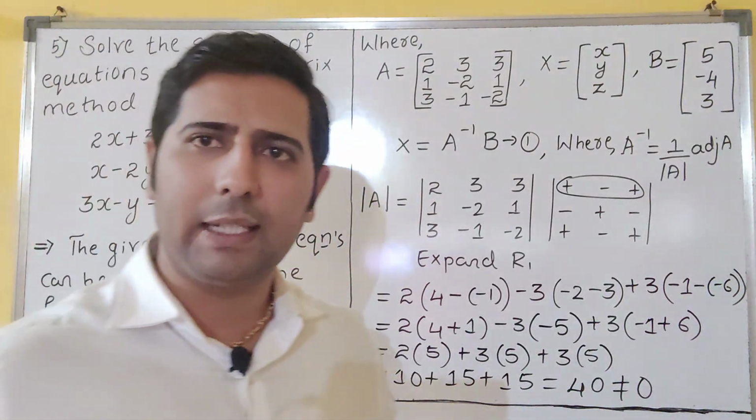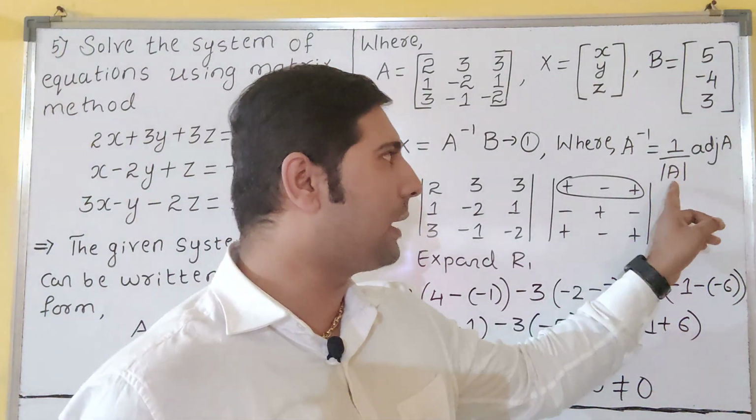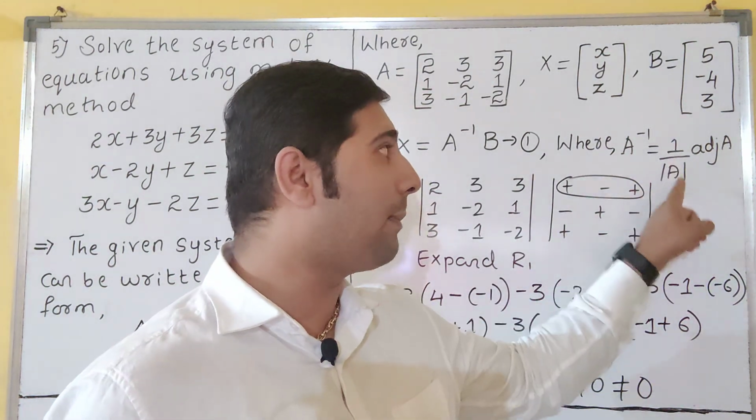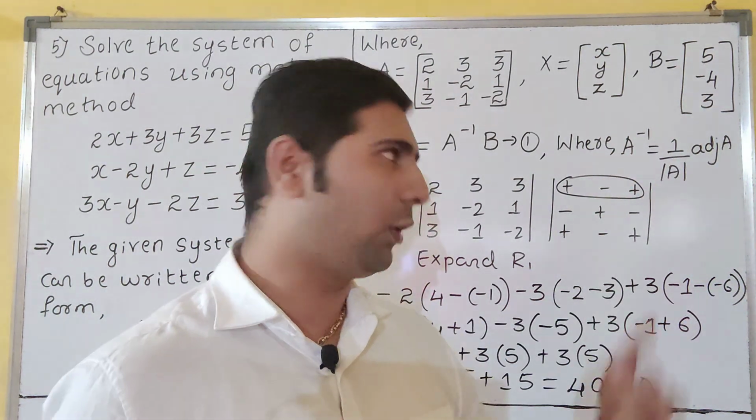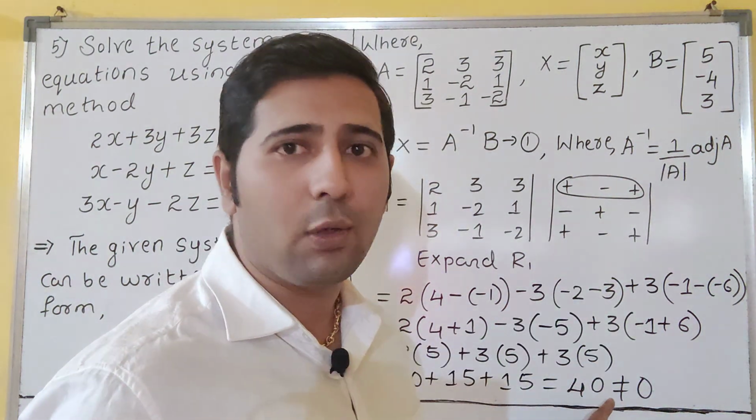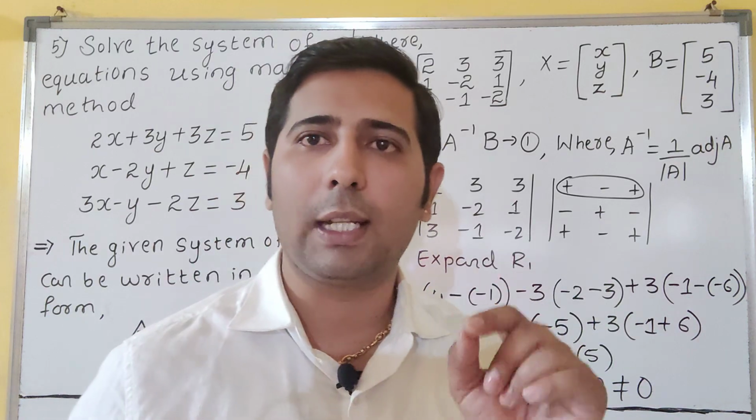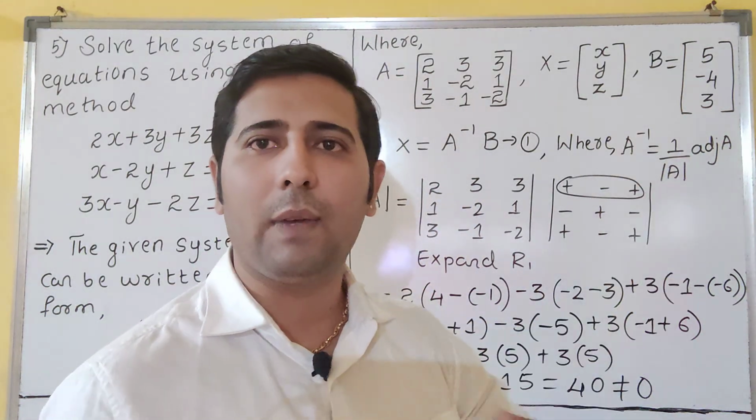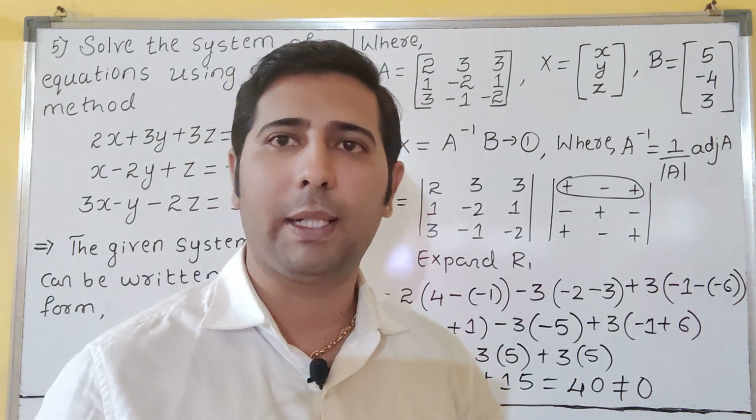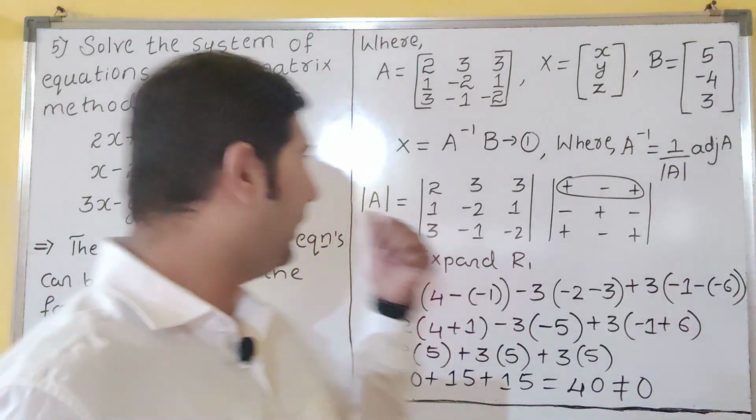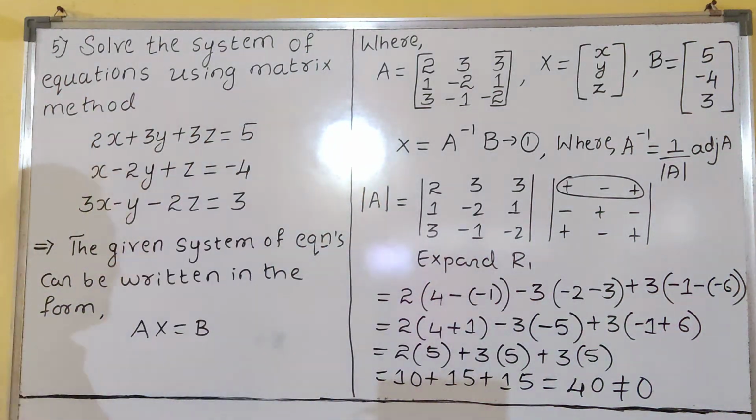Why we write not equal to 0: if the determinant value is equal to 0, then A inverse does not exist. 1 by 0 is not defined. So that's why A inverse does not exist when it is 0. But 40 is not 0. It is not equal to 0, dear students. If it is not equal to 0, then A inverse exists. I hope it is clear for you. So please copy. We'll continue the answer on this side. Please copy this side. We'll continue.